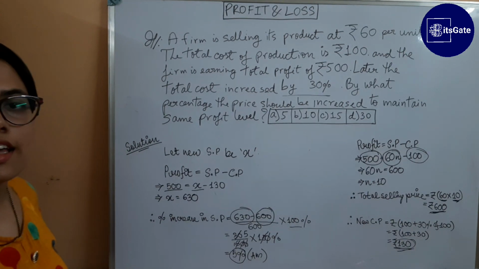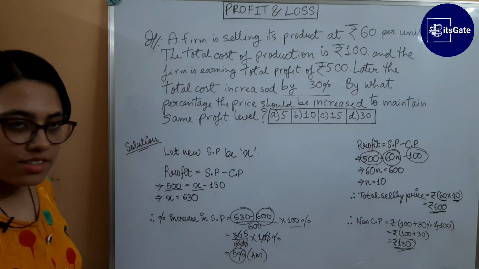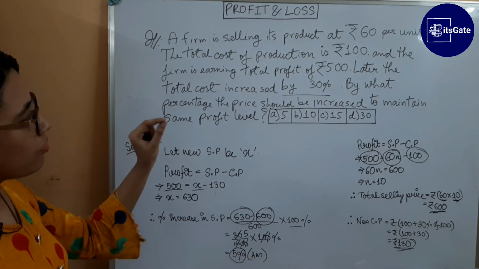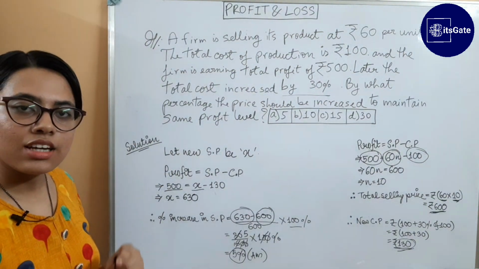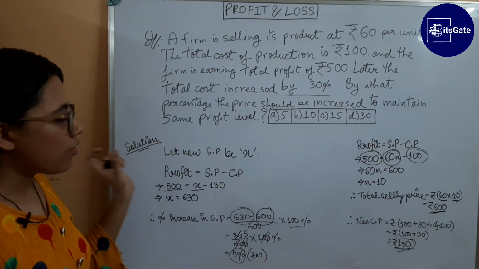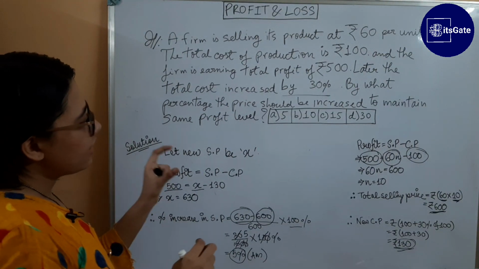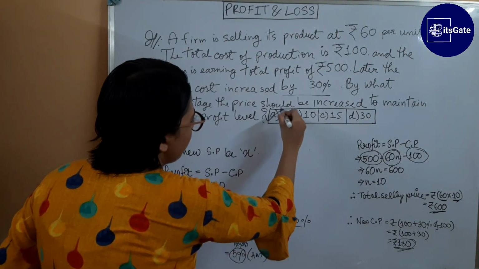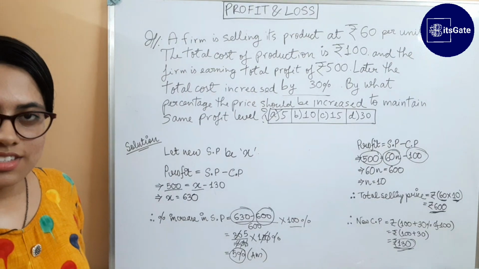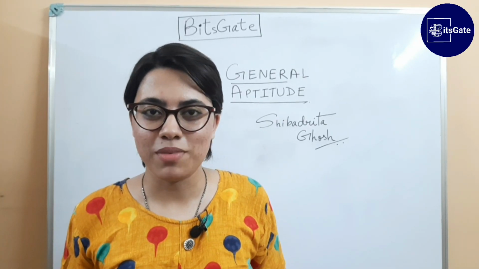That is, the selling price has to be increased by 5% such that when the cost of production is increased by 30%, the profit level remains the same. So the final correct option is A, 5%. Hope this was clear. Thank you. So that's how we can solve the given problem.